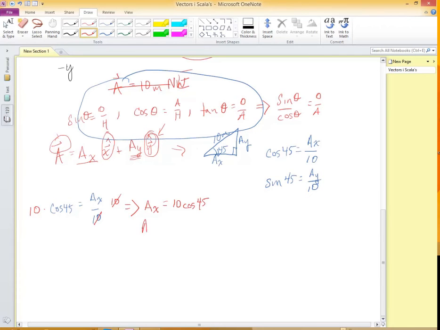We do the same for the other one, and we get 10 sine of 45. Now, 45 degrees is a special one, in that cosine of 45 is the exact same as sine of 45. And what that equals is square root of 2 over 2.